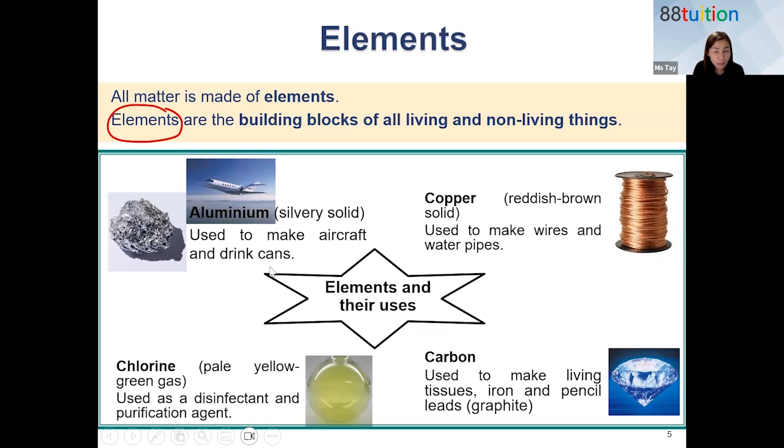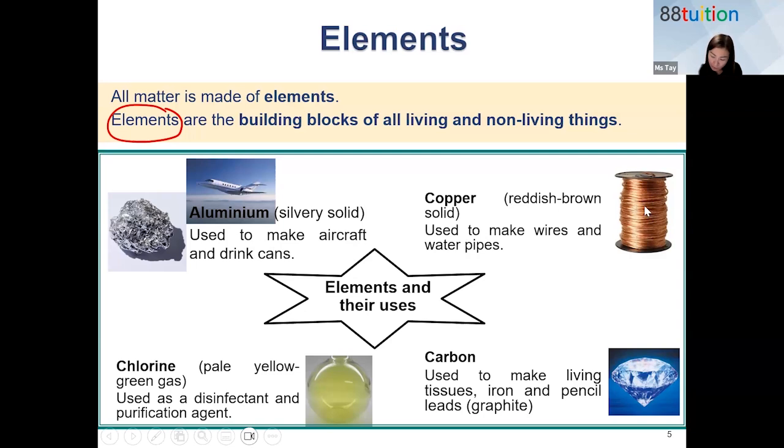Drink cans as well. Can you imagine if you buy a can of Coke and it's going to weigh 1 kg? Do you want to carry your can of Coke around? 1 kg of canned Coke is too heavy for you to carry, right? Okay, so we try to make it as light as possible.